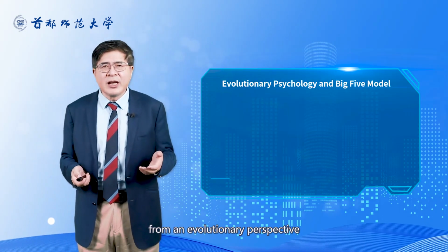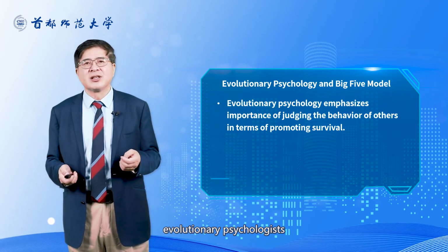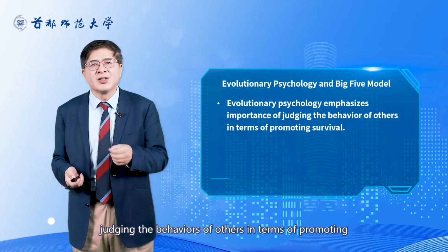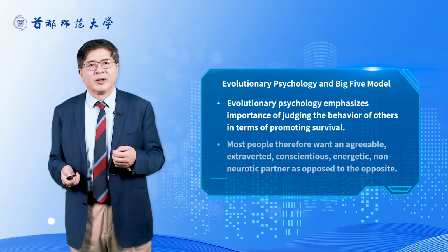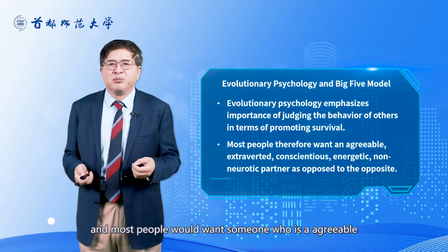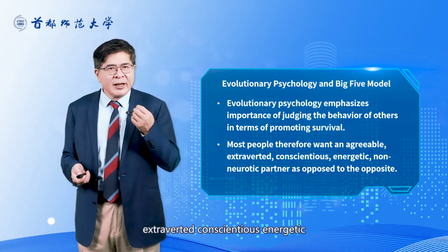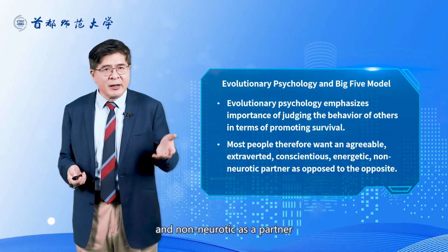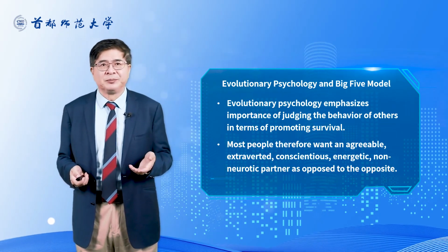From an evolutionary perspective, evolutionary psychologists emphasized the importance of judging the behaviors of others in terms of promoting survival. And most people would want someone who is agreeable, extroverted, conscientious, energetic, and non-neurotic as a partner, as a friend, as opposed to the opposite.